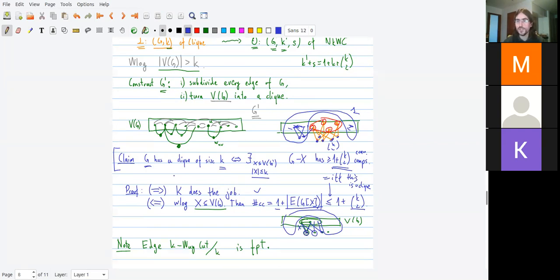So note that what happened here is that I used the fact that the clique is a dense graph. I use the fact that the clique is a graph that has the maximum possible number of edges. And this is one trick that is used quite often. Good. Any questions about this reduction?